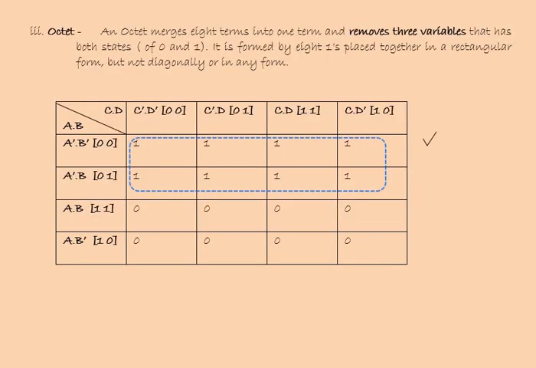And there is one more kind of group which is called an octet. In an octet, there are 8 ones which are together, and an octet helps in removing three variables. Now, coming up in the next, how the groups help in removing variables and form the reduced expression. Before that, it will be good if you practice this once all by yourself, okay?